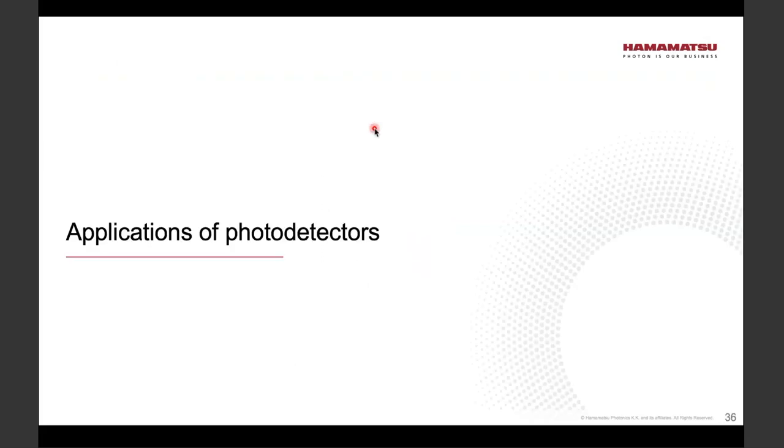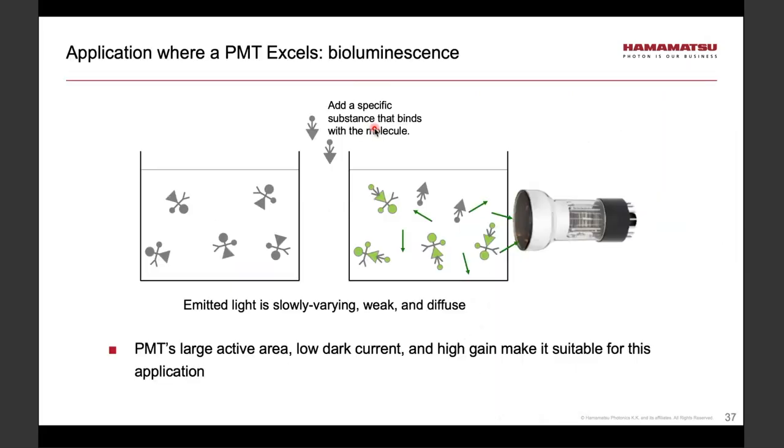So let's now quickly go through some applications of the above photodetectors. And for each photodetector, I'm going to name an application for which that photodetector is a good choice, and then another one for which it is perhaps not the optimal choice, or the best choice, or even a good choice. So let's start with the PMT and bioluminescence.